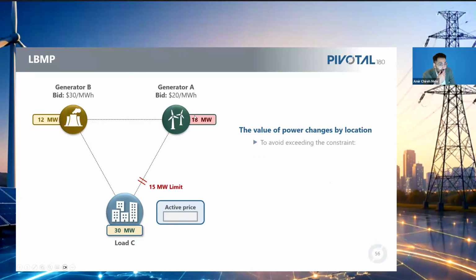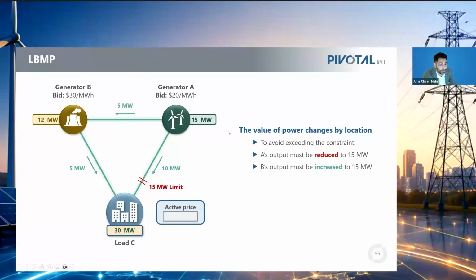Which means you may have to generate more at B and reduce A's output to 15 such that you get a split of 15-15, right? Such that A continues to send 10 the short way, 5 the long way, and vice versa for B, such that you're only sending 15 from A to C, and net you're only sending 15 from B to C. Here we've worked around the constraint, right? Because we can do so in such a way that we haven't exceeded the 15 megawatt limit and tripped the line, as the case may be.